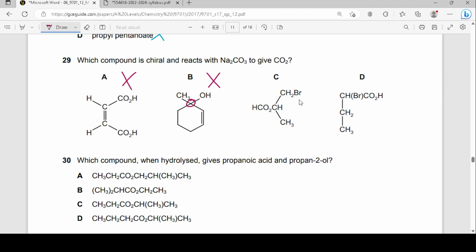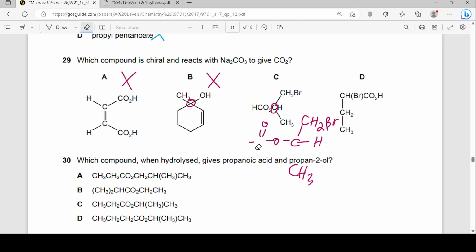If I look at option C, this carbon atom that I'm circling here does seem to be chiral as well, because it has one H group attached, and one HCOO group attached. It's different from what I talked about earlier because this is a single bond. The C-O single bond is valid, and it has four different groups attached: H, CH2Br, O, COH, and CH3. So yeah, this is chiral.